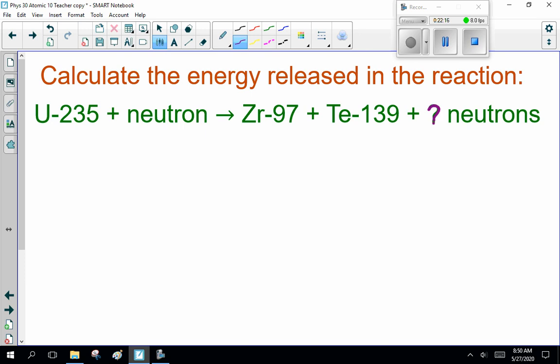So grab the formula sheet and look at the periodic table. Uranium-235, U-235, is uranium with mass number 235 and atomic number 92, plus a neutron, 1 0 n.